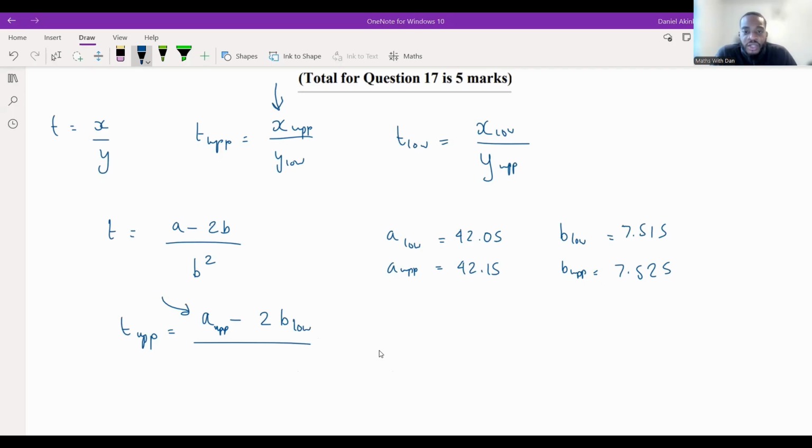And again, for the upper bound of a fraction, the denominator has to be the lower bound as well. So it's going to be b low squared. Does that make sense, guys? Everybody happy with that just before I continue?